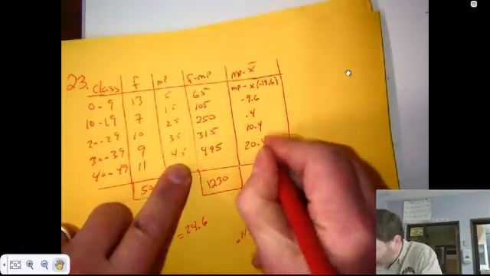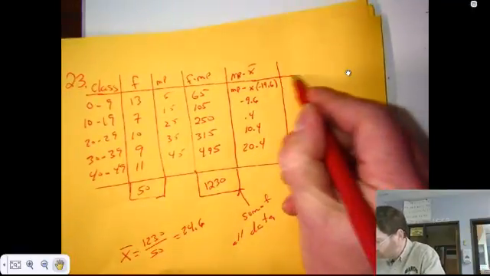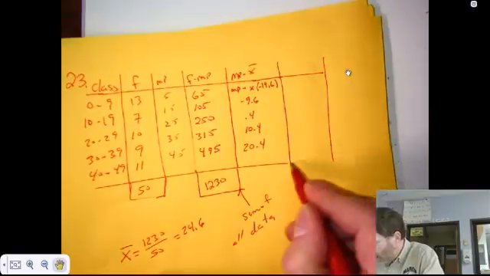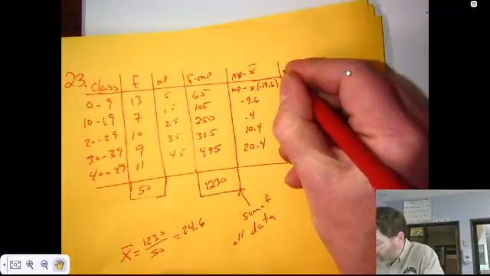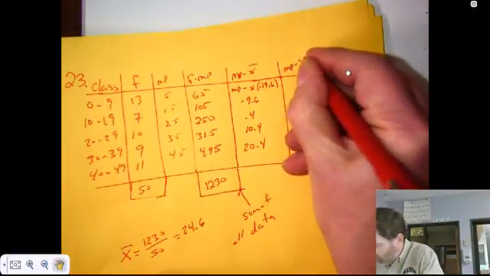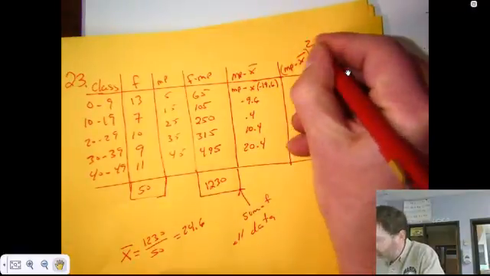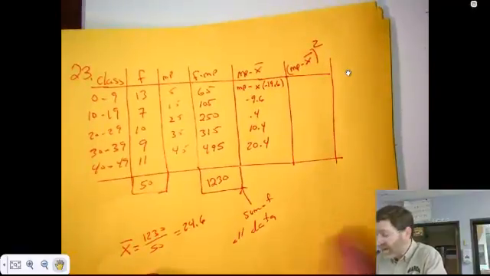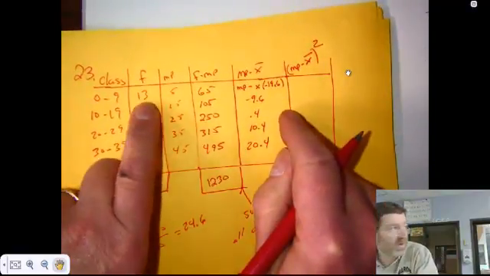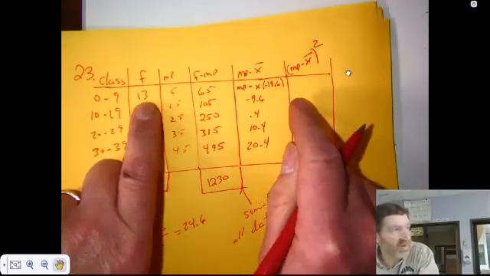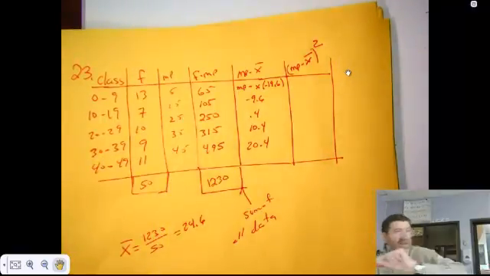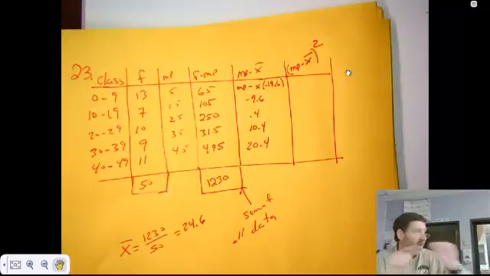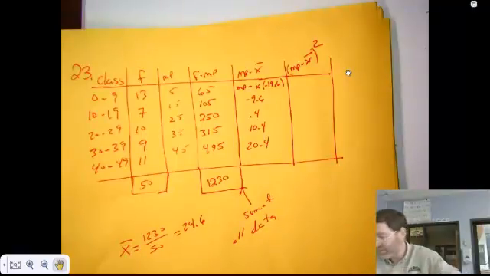What's my next step? Take that squared, times the frequency. I have to square that number, right? It's the midpoint minus the mean, squared. But the difference with grouped data is I have 13 of these, so I have to take it times 13. I could add it up 13 times, but again, in grade school you learn that multiplication is easier than repeated addition.